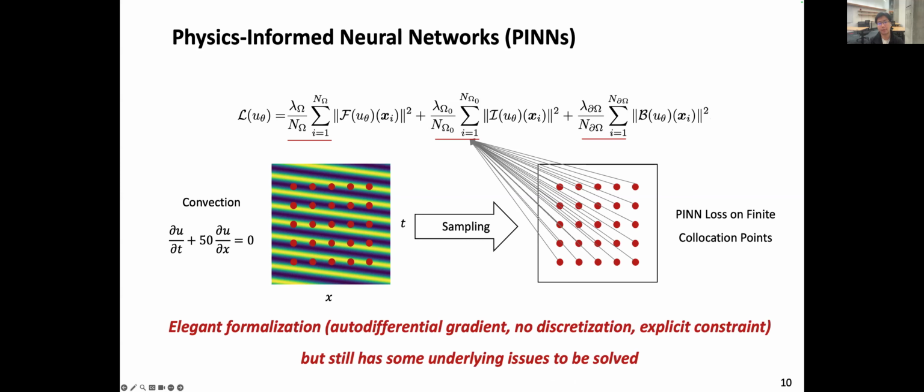Actually, after reading this paper, I was completely attracted by the elegant formalization, which utilizes the auto-differentiation gradient, is without domain discretization, and also ensures explicit constraints. However, despite such a beautiful definition, previous researchers also noticed that PINN models still have some underlying issues to be solved.